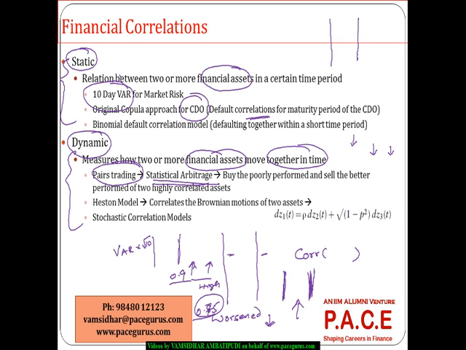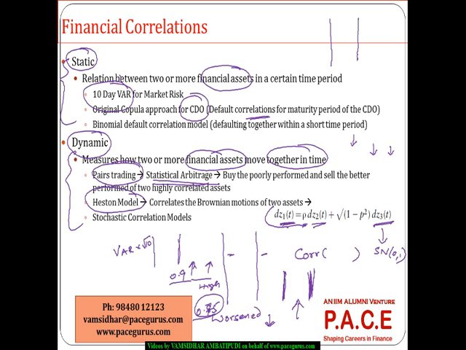Unlike that, there are a few other models, one called the Heston model, which looks at the correlation as a Brownian motion of the two assets. The first asset being the Brownian motion dz1(t), for the second one dz2(t). The correlation is being looked at with respect to the Brownian motion of these two assets, and this is again a standard normal distribution with a mean of 0 and variance of 1. So there could be a few stochastic correlation models as well. All these things are more and more dynamic in nature, not static ones.